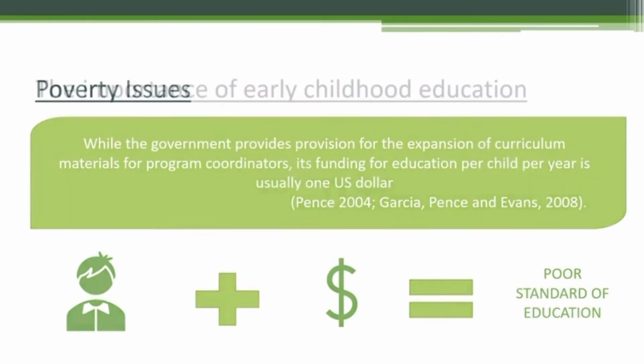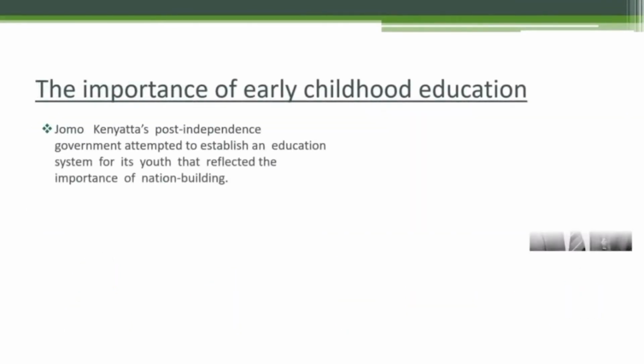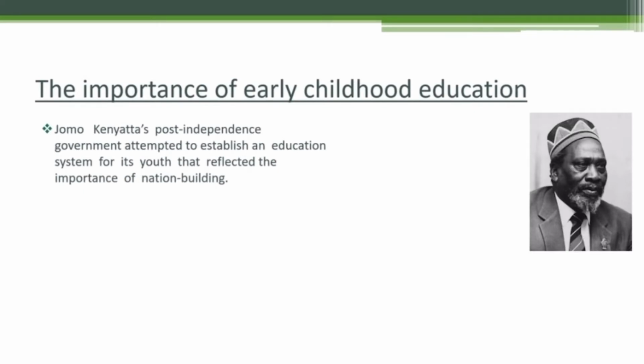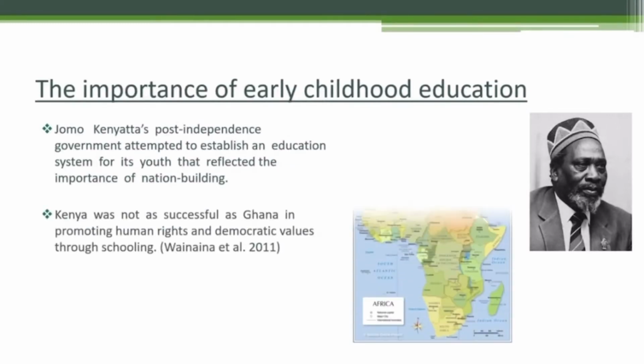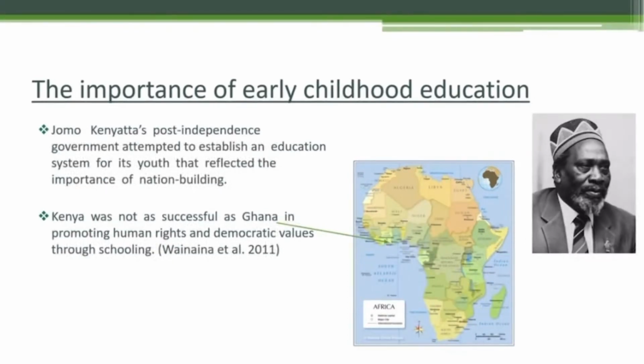within Kenya. Jomo Kenyatta's post-independence government began to establish an education system for its youth that reflected the importance of nation building, which focuses on better ethics and social policies. However, through this initial stage, Kenya was not as successful as Ghana at promoting human rights and democratic values through schooling. British colonial education system that existed in their country at the time, where they recommended schools should focus more on social values that included nationhood, promotion of national unity, social equality, social obligation and responsibility.